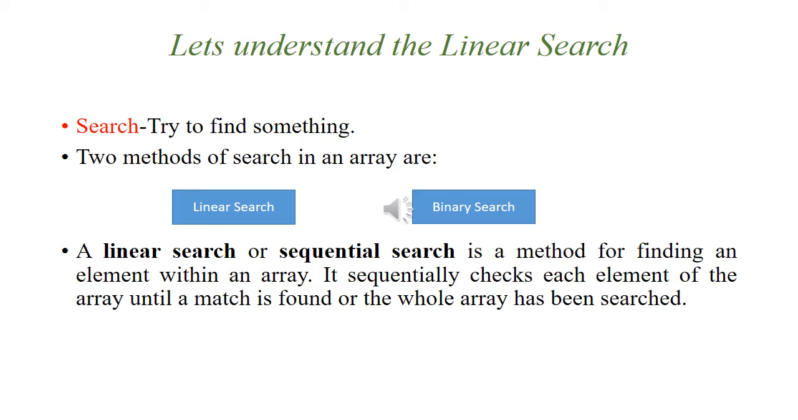Likewise, linear search sequentially checks one by one each element of the array until a match is found. It may be looking for some element like 40 in the array. Until it finds 40, it keeps on checking each element of the array, or the whole array has been searched. So it stops in two conditions. Either it found the element in the array, then it stops, or the array has been completely searched. So this is linear search.